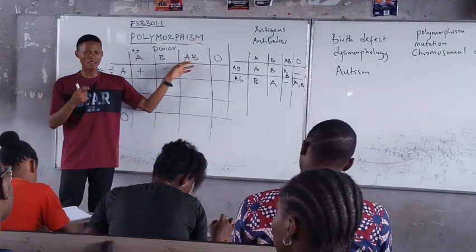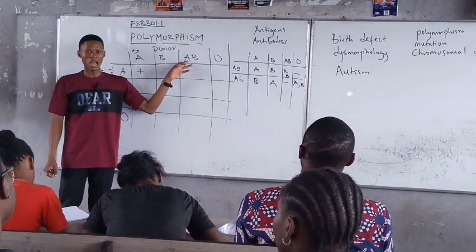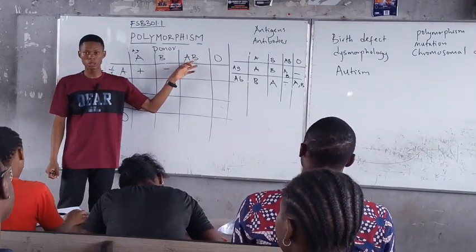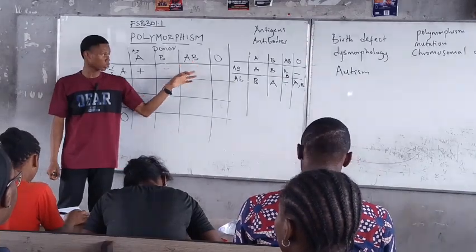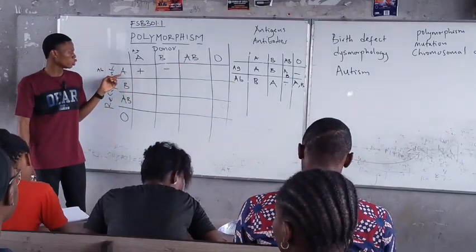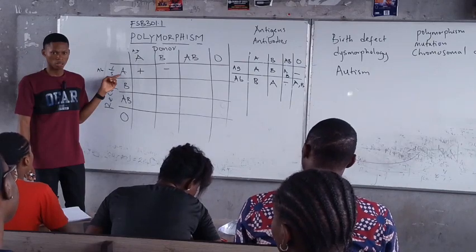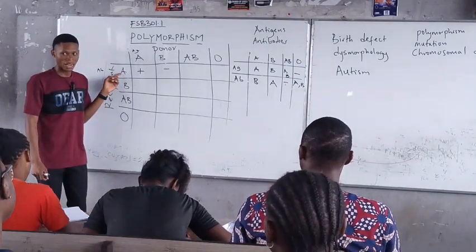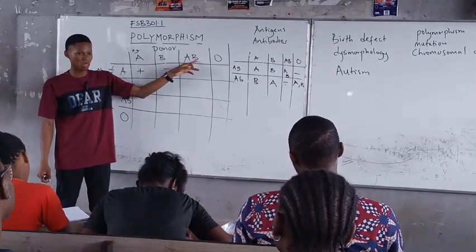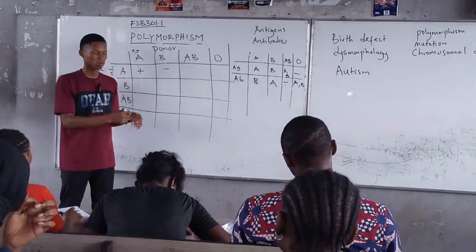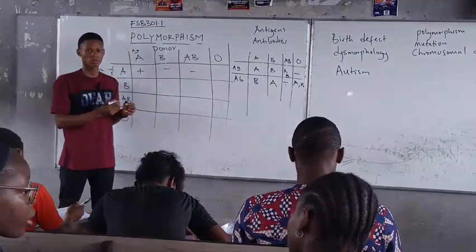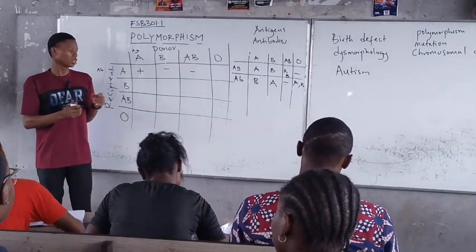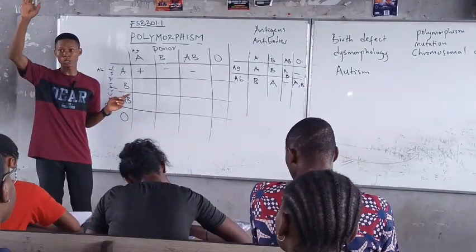What antigen do we have here? Antigen A and antigen B, right? Good. What antibody do we have here? Antibody what? Can antibody B fight against this antigen B? Plus or minus? Do you understand? If you don't understand what you are doing, let me see your hand.